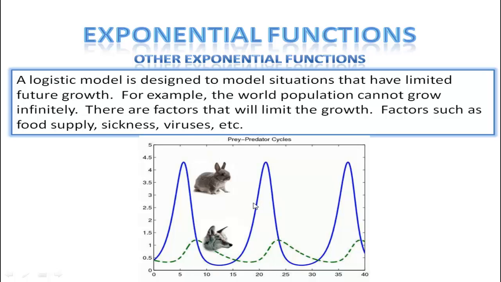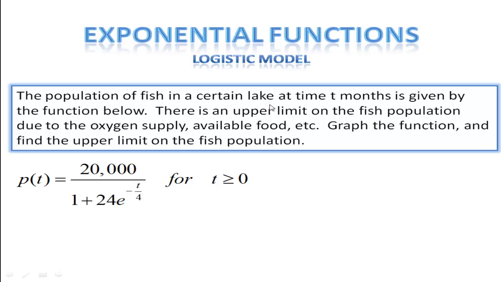And we have an example. The population of fish in a certain lake at time t months is given by this function. Now there's an upper limit on the fish population due to the oxygen supply, available food, etc. Graph the function and find the upper limit on the fish population. So we're going to graph this function using WZ Grapher, and you'll see that you'll have a graph that will reach a certain limit. It will not grow infinitely. So let's do this graph in WZ Grapher and then come back.